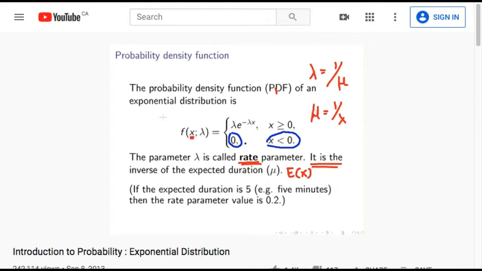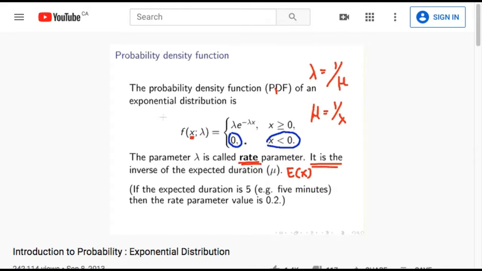Now, if the expected duration is 5, let's say for example 5 seconds, then the rate parameter is 0.2. The reason I mentioned that is because that is the way the information might be given in an exam question. You might be given the expected value and asked to determine the rate parameter. So it is 0.2 if the expected duration is 5.